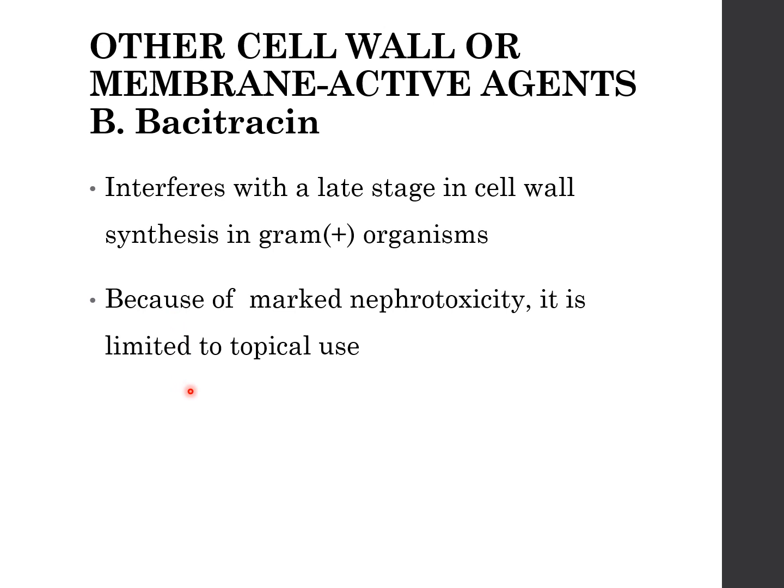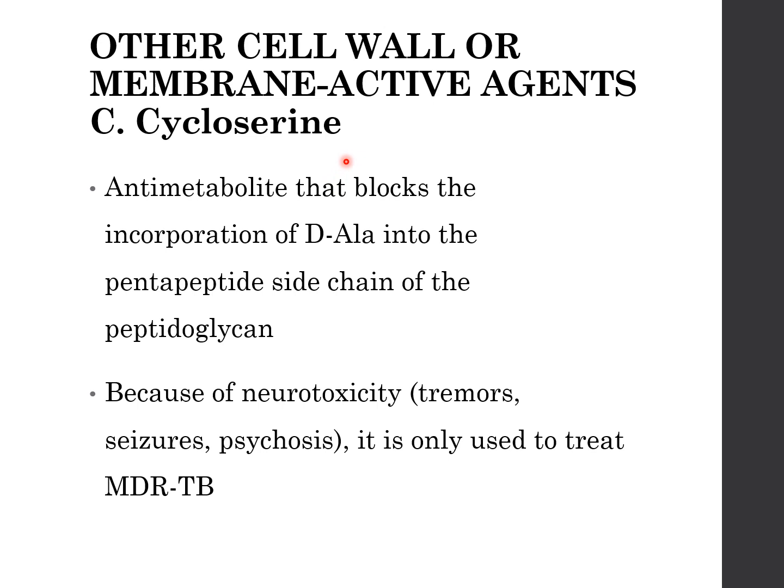Then we have your bacitracin. Bacitracin, as we usually see it in ointments, interferes with the late stage in cell wall synthesis among gram-positive organisms. Because of its marked nephrotoxicity, it is limited to topical use. Then we have your cycloserine. Cycloserine is an antimetabolite that blocks the incorporation of D-alanine into the pentapeptide side chain of the peptidoglycan. Because of its neurotoxic effects that produce tremor, seizures, and psychosis, it is only used to treat multiple drug-resistant tuberculosis.